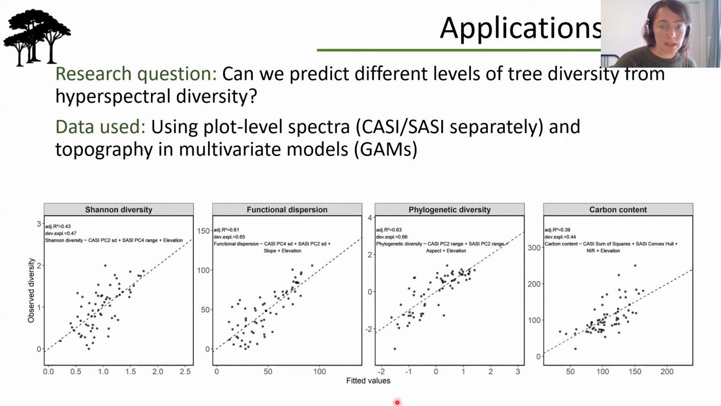And what we found here is that the best models, or the highest predictability, was found for functional dispersion and phylogenetic diversity, explaining around 60% of the variance. We found only moderate predictability for Shannon diversity and carbon content, with about 40% explained variance.